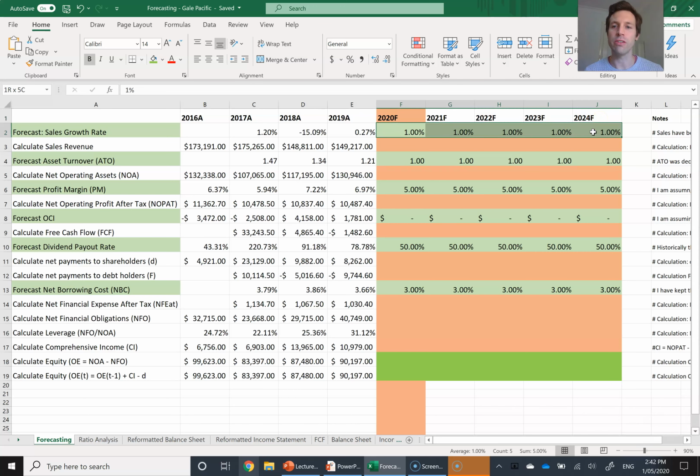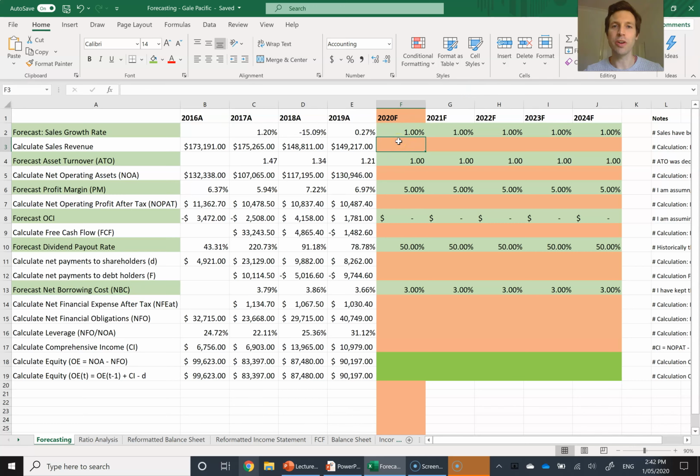The rows that are in green represent the 6 items that we have to forecast as part of our forecasting template. And the rows that are in orange represent calculations that we have to do based on the prior forecast information. This spreadsheet allows us to step through the 10-step forecasting template, and down the bottom when we're finished, we will have the calculation of comprehensive income and calculation of equity using both of the methods and make sure everything works. So here I'm just going to show you how I've done this in Excel.